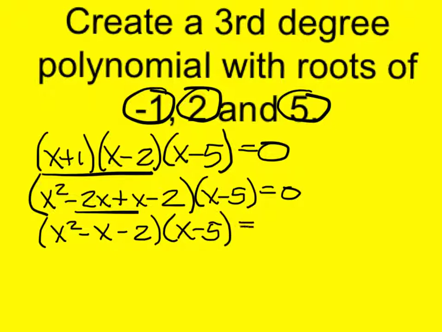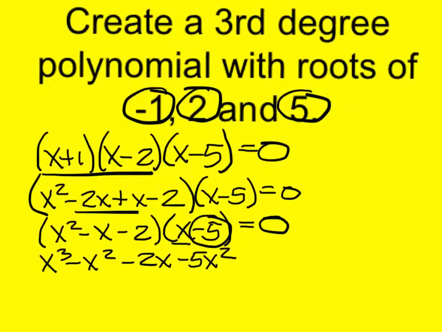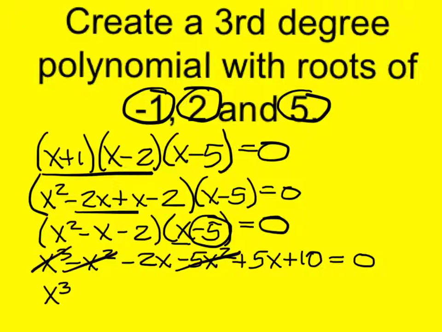And now multiply by the x minus 5. If you multiply through by the x, you get x to the third minus x squared minus 2x. And multiplying through by the negative 5, you get negative 5x squared plus 5x plus 10 equals 0. So you have an x to the third. Negative x squared minus 5x squared is negative 6x squared. And negative 2x plus 5x is 3x. And then the plus 10 stays along.